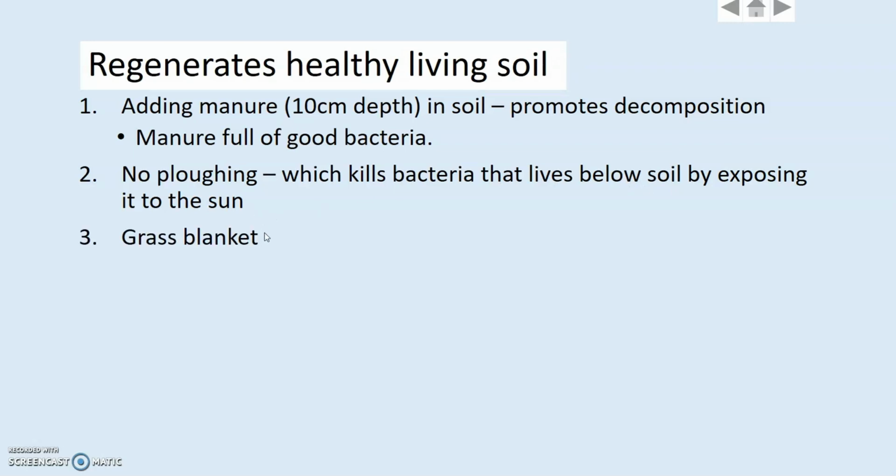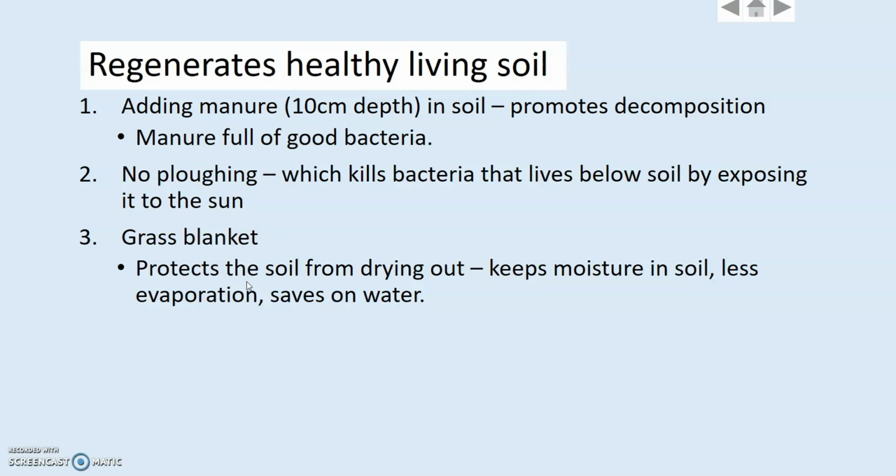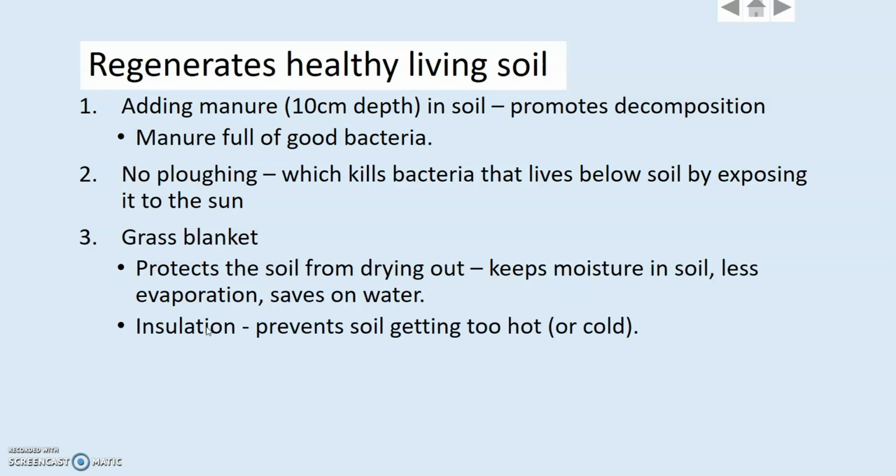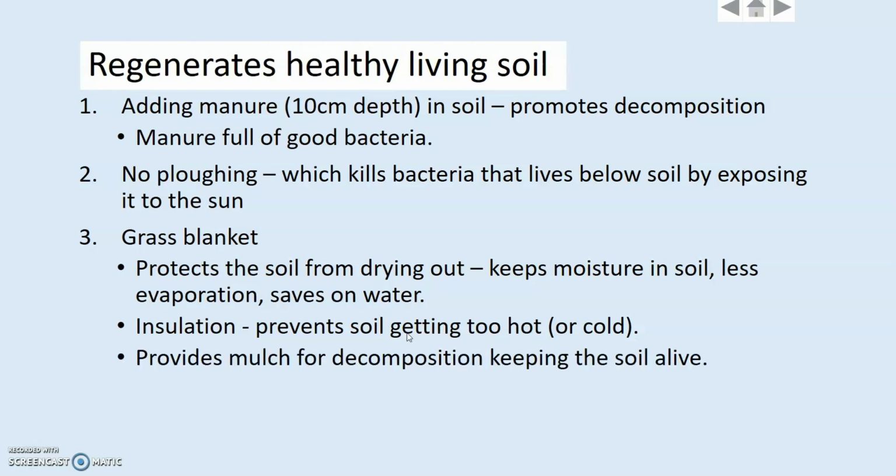And then we add the grass blanket, and this protects the soil from drying out, keeps the moisture in the soil. There's almost no evaporation. It saves on water. It's insulating, so it prevents the soil from getting too hot or cold in a cold climate. Provides mulch for the decomposition, keeping the soil alive. It prevents soil erosion, so when the heavy rains come, it actually softens the effect, and it minimizes the amount of weeds that grow.